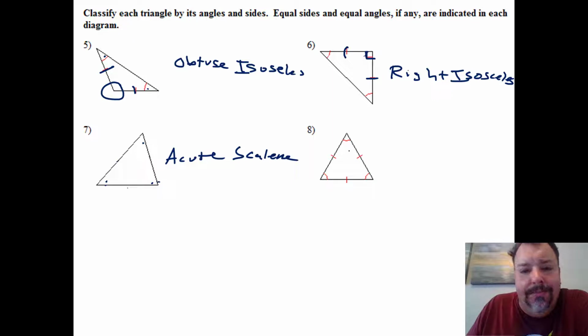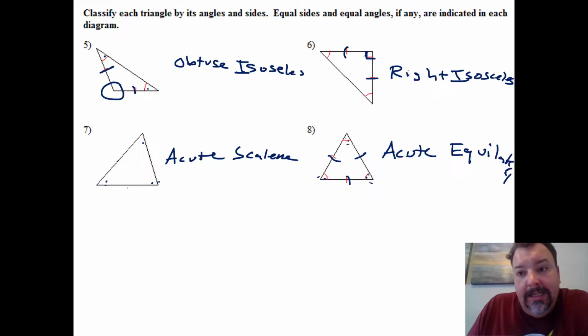Number 8, look at the angles. There's no right angle, no box. All the angles are equal. That means they're all 60. So this has to be an acute triangle. Look at the sides. 1, 2, 3. Oh, 3 sides are equal. It's got to be an acute equilateral.